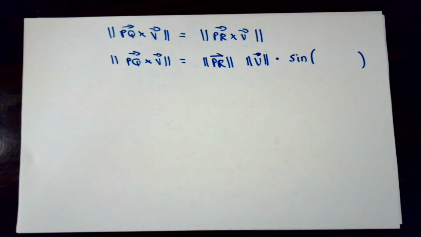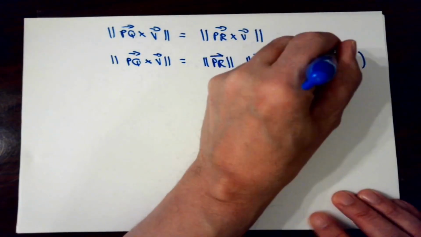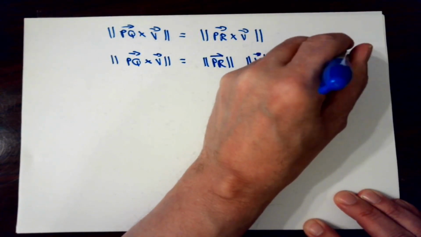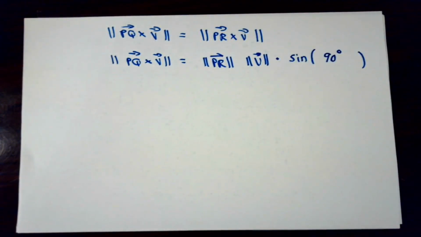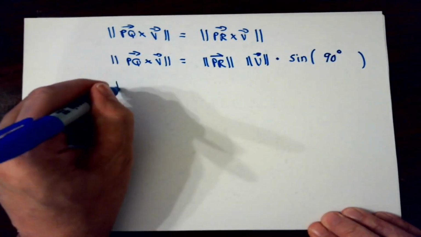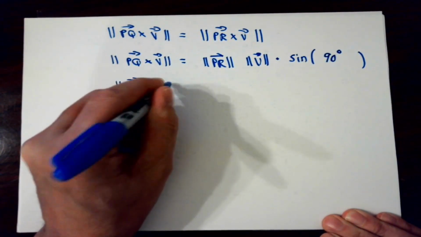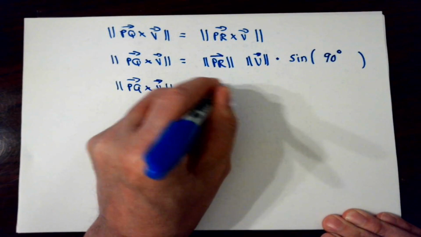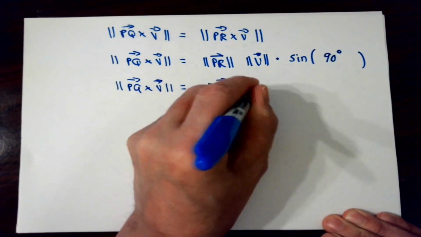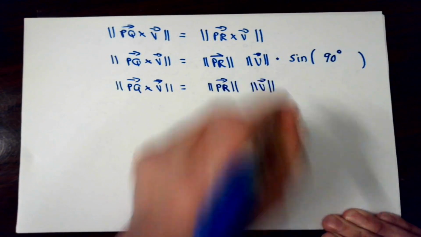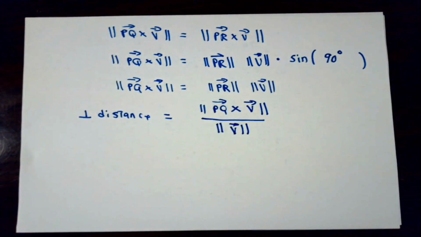But we know that PR and V are at right angles to each other, so I'll just go on and write the angle in as 90 degrees here. Sine of 90 degrees is 1, so in my equation I can just stop writing down that last factor. Then I can divide through by the length of the V vector, and we have managed to get our hands on the length of the vector from P to R without ever actually figuring out what R is. It's almost like a magic trick.